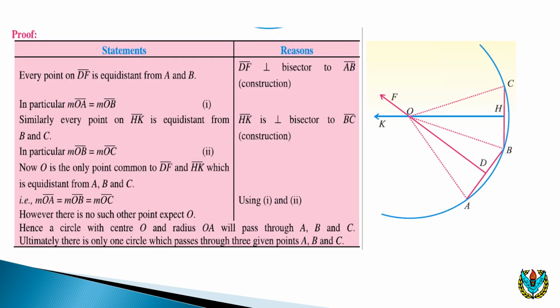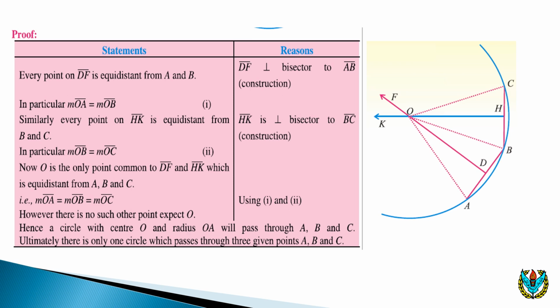Accordingly, we have the proof of the theorem. In the proof, we have two parts, statements and reasons. We will discuss the theorem in statements. A, B, and C are three non-collinear points. DF is the right bisector of the line segment AB.